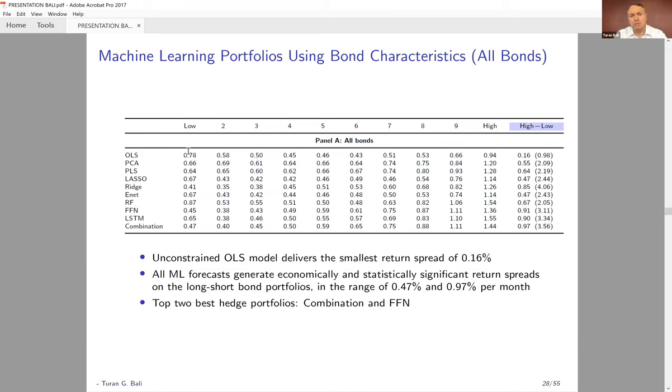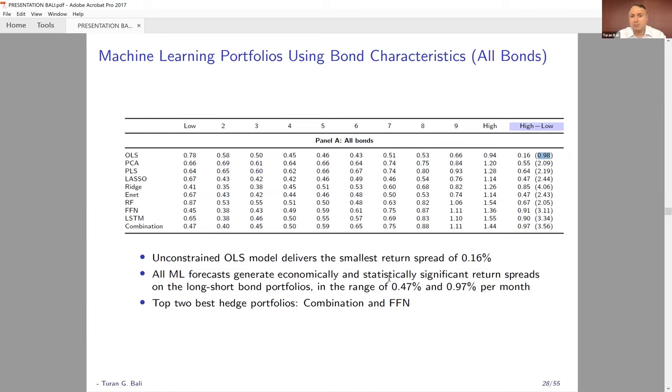So if you look at the first row, this is the bond OLS forecasts using bond characteristics only. As you can see, when we sort bonds based on the OLS forecasts, the average return spread is only 16 basis points per month. When I say average return spread, I am talking about once we sort these bonds into decile portfolios, we calculate 1 month ahead realized returns of those bonds. So this is the average 1 month ahead realized return spread. It's only 16 basis points per month. And the t statistics, these are the Newey-West t statistics in parentheses, is only 0.98. So OLS does not deliver economically large or statistically significant return spreads.